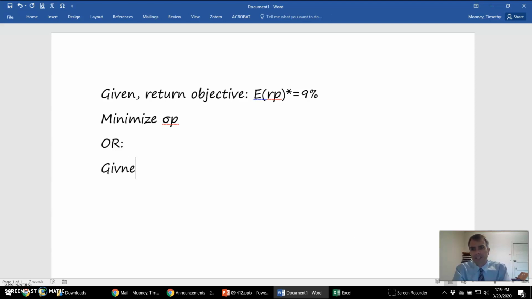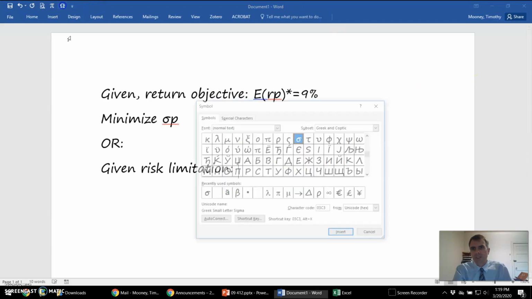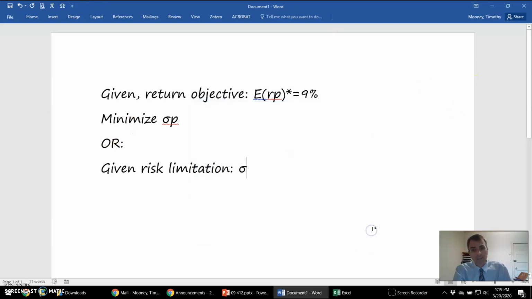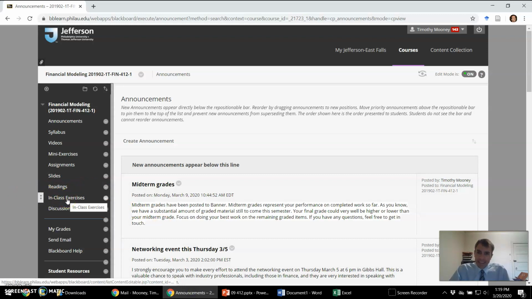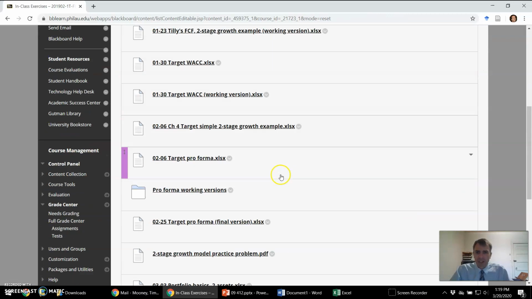Or given some risk limitation, we'll call it sigma p star, some good level of risk that we don't want to exceed, some maximum risk we can take on. Given sigma p star, what's the best portfolio with a standard deviation of something like 12%, for example? It's the one with the highest expected return: maximize expected portfolio return. So that's what we want to make sure we do. You'll be accountable for building that out on the exam, and we'll talk about that in an exam review video in the future. But for now, let's work on building the spreadsheet out.